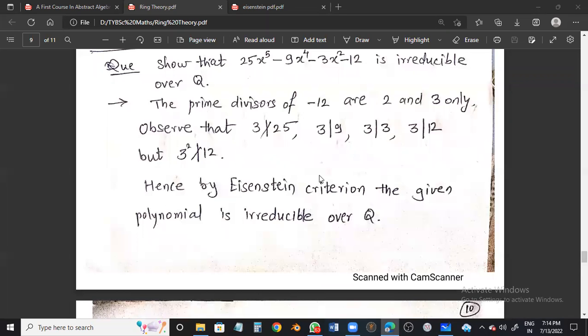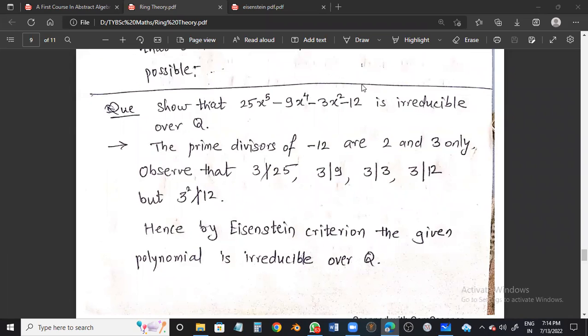This directly gives us, once again let me revisit it. The prime divisors of 12 we search, they are 2 and 3 only, but 2 doesn't divide those, so we won't deal with 2. Let us go with 3. 3 divides 9, 3 divides 3, 3 divides 12, but 3 square does not divide 12, and that is why by this criterion we say that the polynomial is irreducible. So I suppose you have got this point.